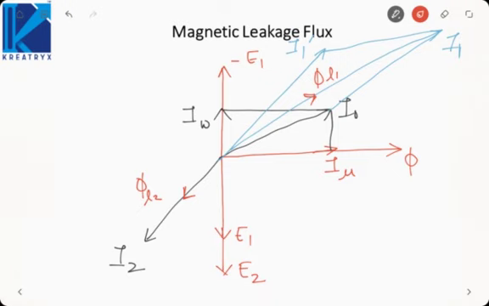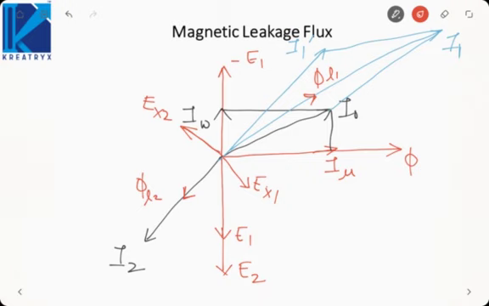So now due to these fluxes we will have some voltages induced. Voltage induced due to any flux is 90-degree lagging with respect to that flux. So that is what we will have EX2 here and EX1 here. That is, the voltages are lagging the fluxes by 90-degree. 90-degree lagging means 90-degree in the clockwise direction.